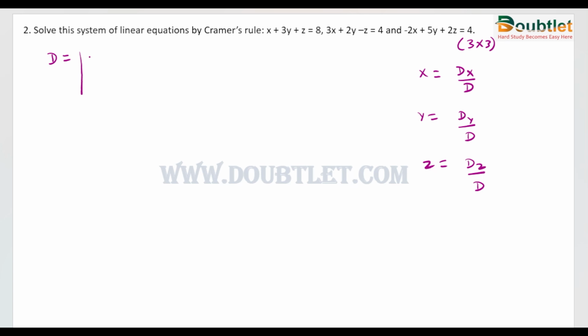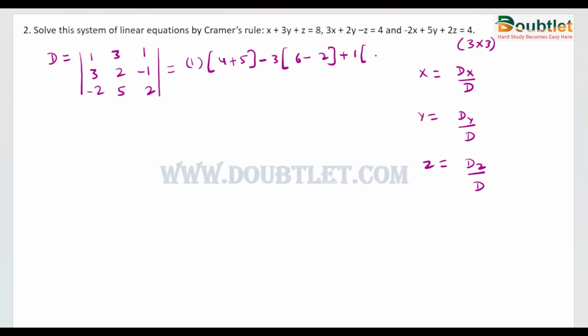So first we will find the determinant of the coefficient matrix. So it will become 1, 3, 1, and for the second row it will become 3, 2, minus 1. It will become minus 2, 5 and 2. So if we expand this determinant with respect to the first row, what we will get? This will become 4 plus 5 minus 3. This will become 6 minus 2 plus 1 multiplied by 15 plus 4.